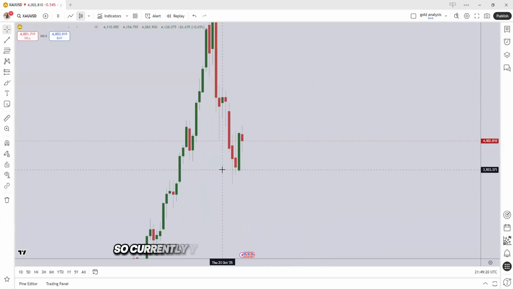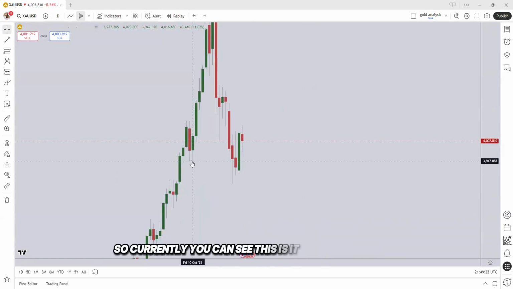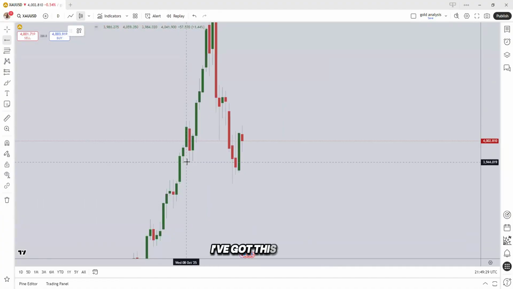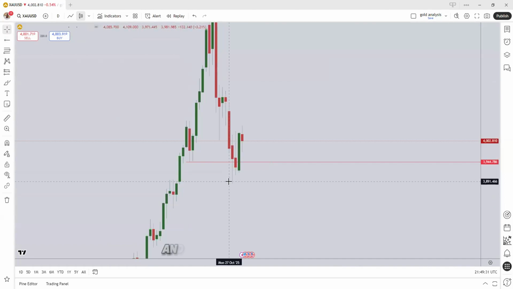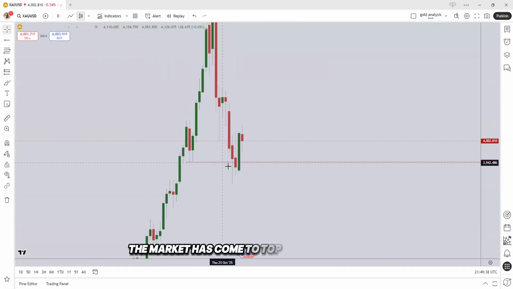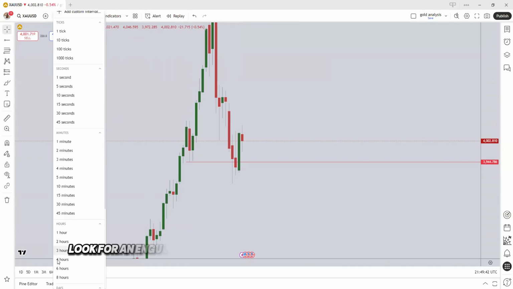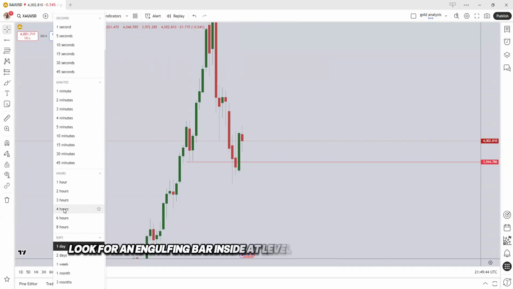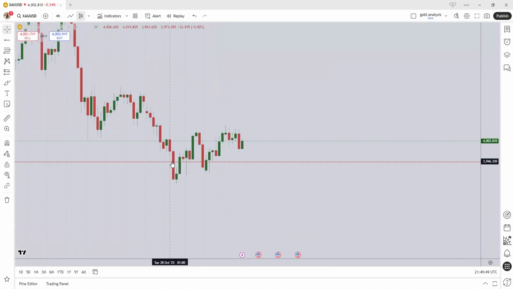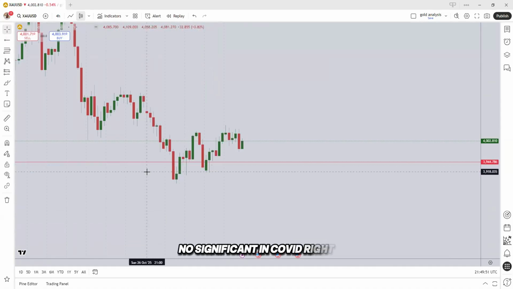So currently you can see this is it. The market is buying. We've got a low here. We've got this low, and the market is trading above it. The market has come to tap it, trade above it, look for an engulfing back inside a level, maybe 4 hours. No engulfing, no significant engulfing, right?